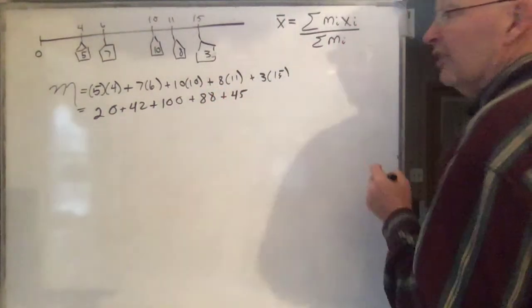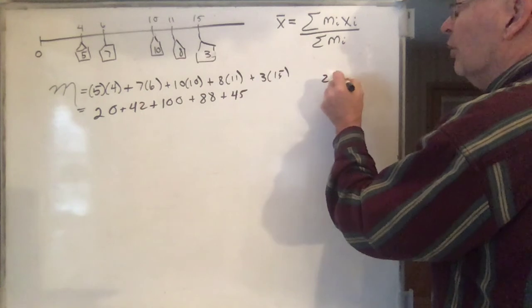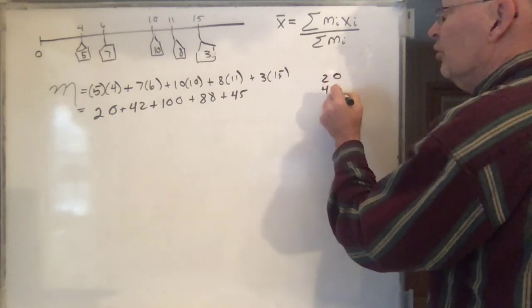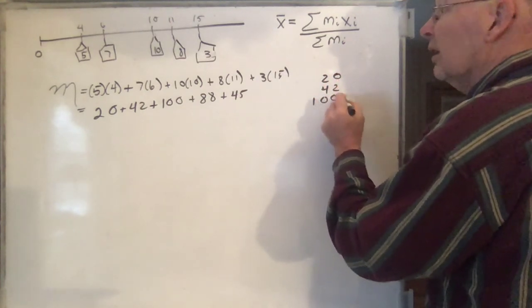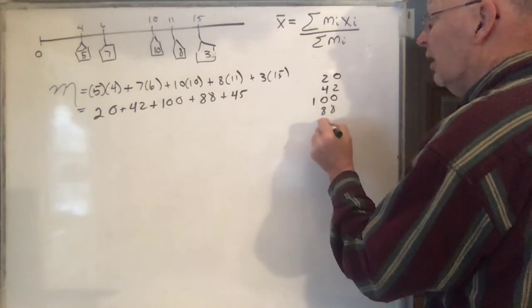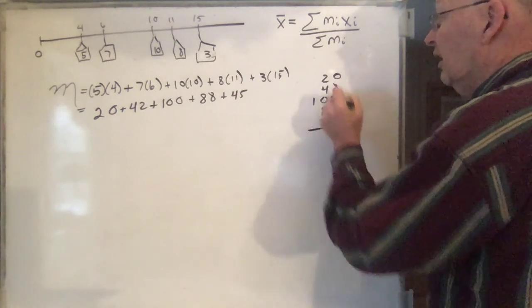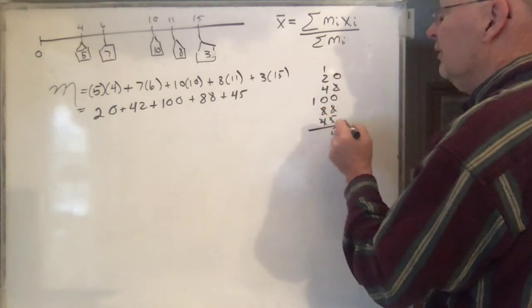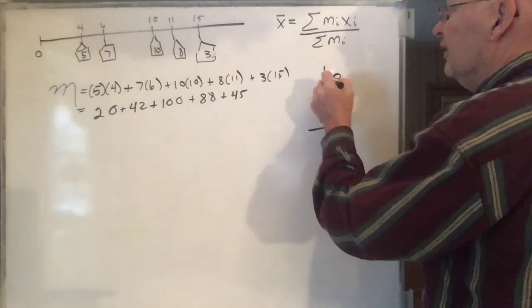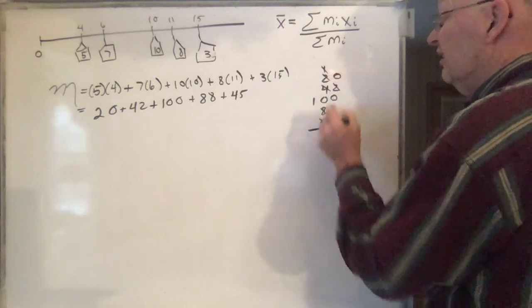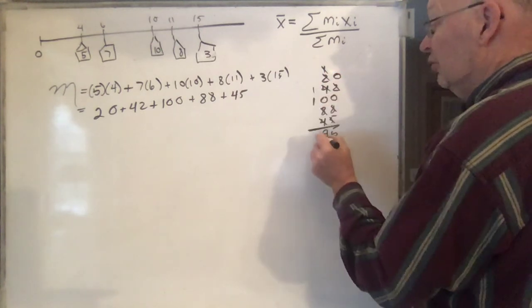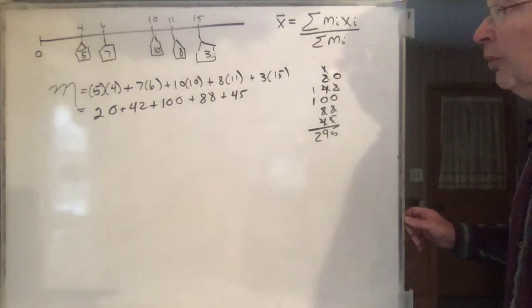And if you add all those up, let's do it real quick over here. 20, 42, 100, 88, 45. What does that add up to? There's 10, 15, carry the 1, there's 12, 13, 14, 18, 19, 295. So there's the total moment.